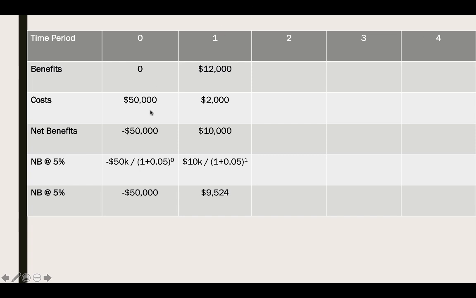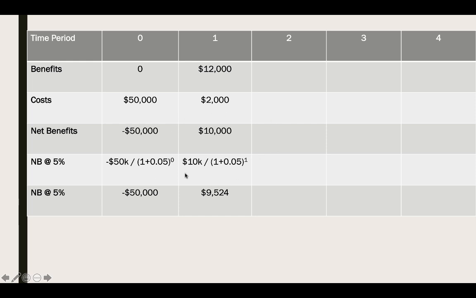So now my initial investment is done, and now I have implemented this program. So I'm gaining some benefits. Whatever the benefit of this program is, I'm gaining $12,000 of benefits from this program. I have my initial investment of $50,000, but in year 1, now I just have kind of a maintenance cost of $2,000 per year. So my net benefits, remember benefits minus costs, is a positive $10,000. So in my year 0, my initial investment, I had a negative net benefit. Now we have a positive net benefit.